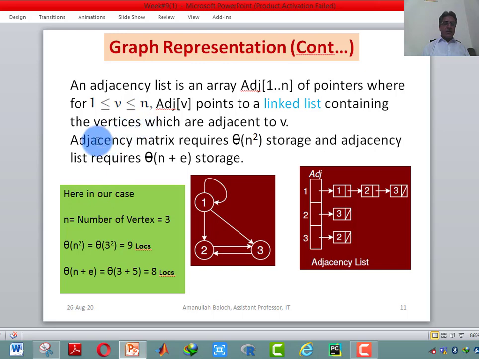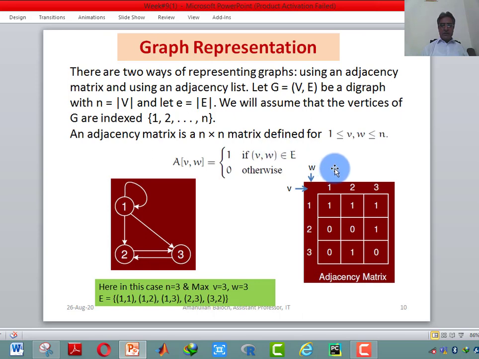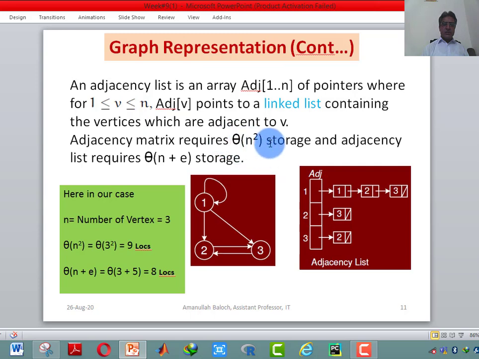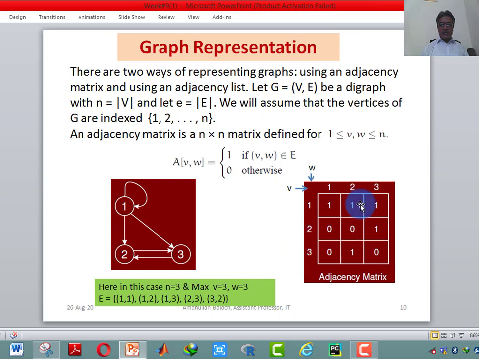Here, the adjacency matrix requires theta of n square storage. This is n and this is n. n into n, 3 into 3, 3 threes are 9. These are the 9 memory locations, showing storage. Theta of n square in case of the adjacency matrix, while in case of the adjacency list, theta of n plus e storage locations are required. How? Theta of n square is theta of 3 power 2, which is 9 locations. In our adjacency matrix, there are 9 storage locations.